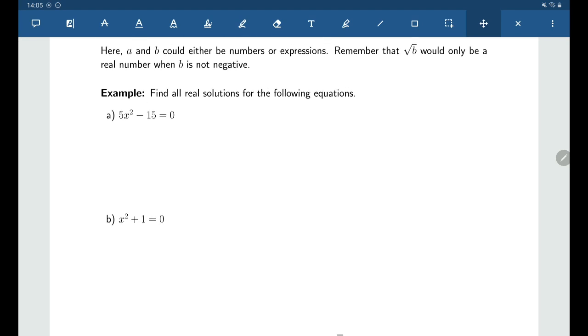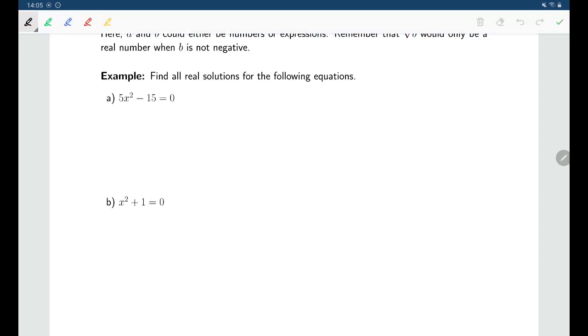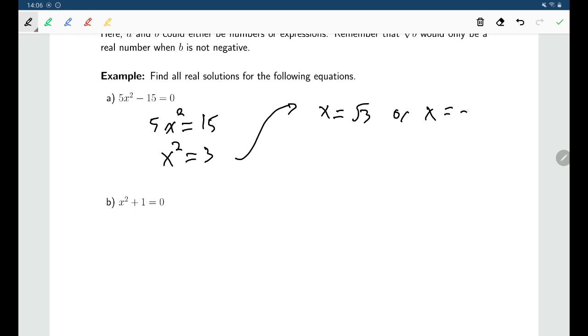That would be an example of an inconsistent equation. Okay, so let's use this property to solve some equations. First one, solving for x, I'll bring the 15 to the other side. I divide both sides by 5. That gives me x squared is equal to 3. And so that means that there are two possible solutions. Either x is the positive root of 3 or x is the negative root of 3. So my solution set contains two values, positive root of 3 and negative root of 3.